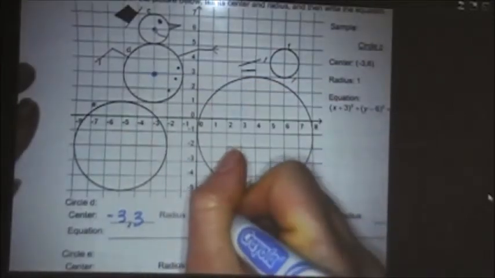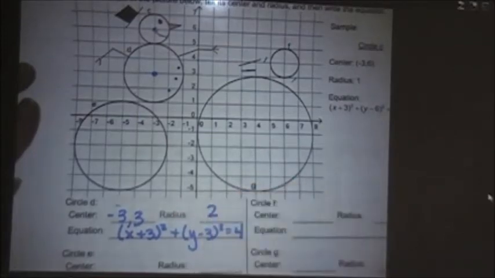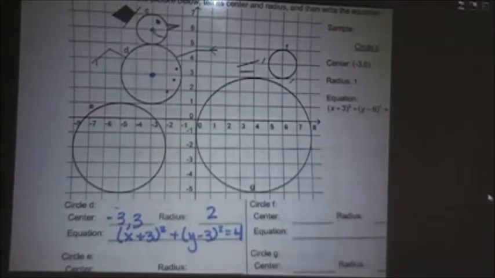Has a radius of 2. So my equation is going to be (x + 3)² because I take that minus and plug it in as a positive, plus (y − 3)² equals 4. Now you go ahead and do the same for E, F, and G.